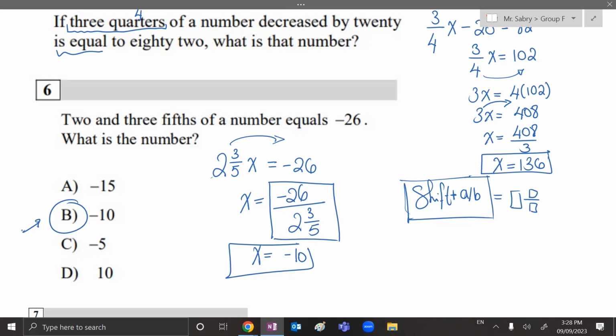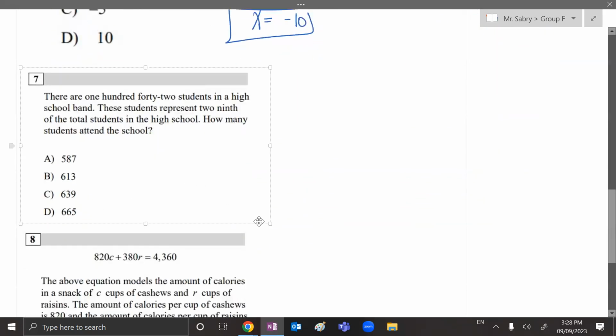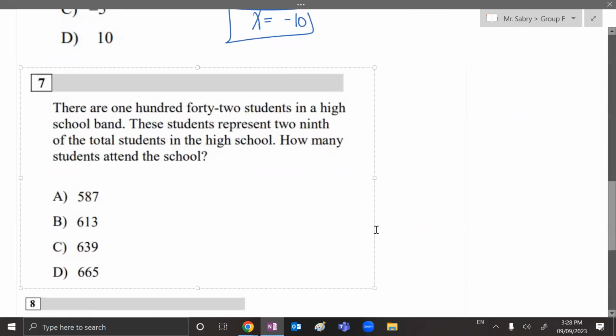Okay, perfect. Now let's move to the next one. There are 142 students in a high school band. These students are equal to 2/9 of the total students in high school. The number that I don't know is X. Do you see how I just translated this sentence? These students, which are the 142, equal 2/9, the "of" means times the total number of students that I don't know, which is X.